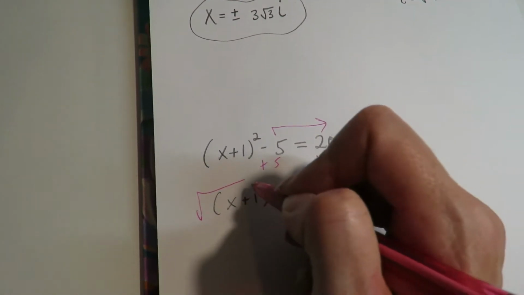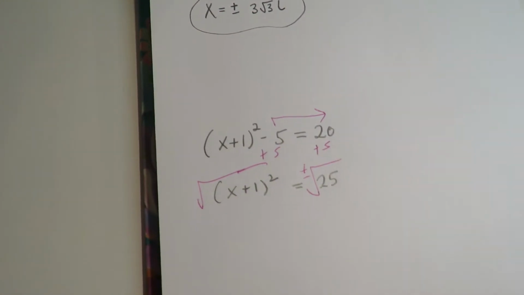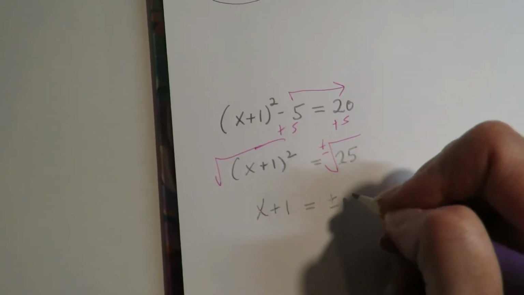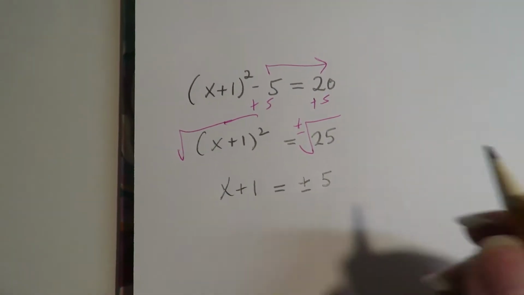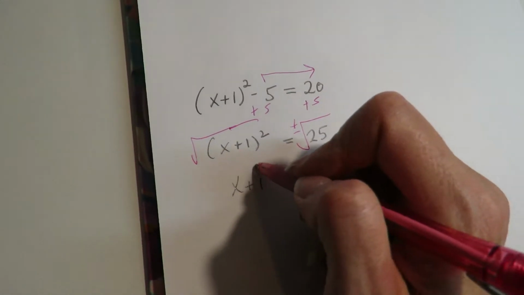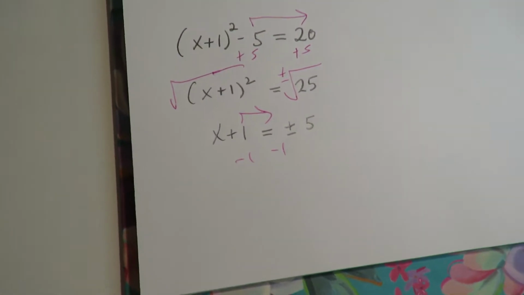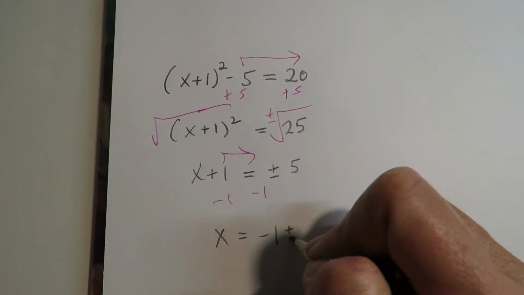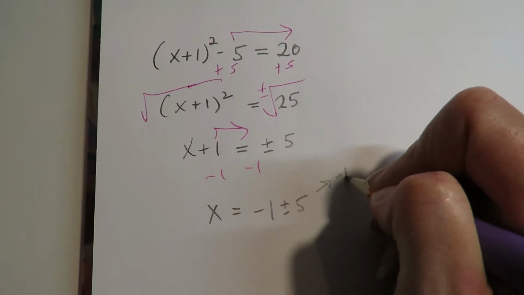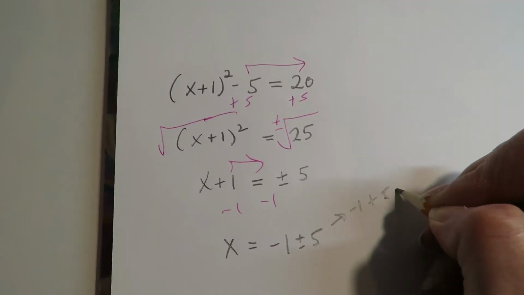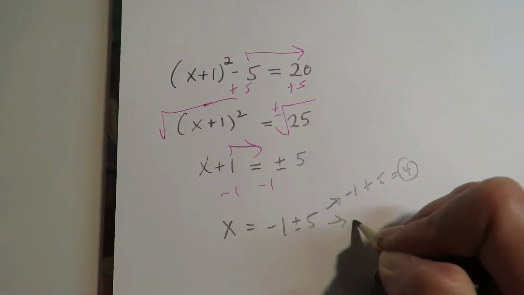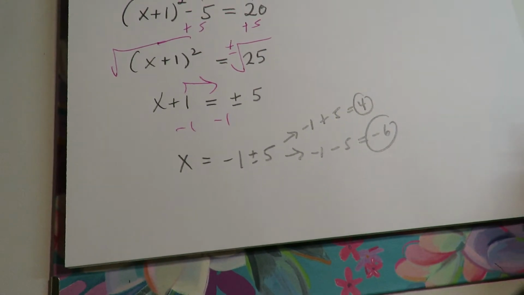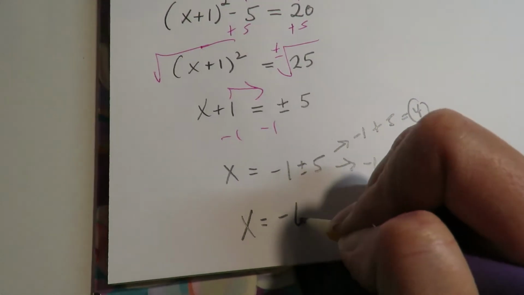You're going to take the square root of both sides. Put your plus or minus. This we can simplify out to a 5. Then you're going to move the 1 to the other side. I'd put it in the front. Okay, so now you have negative 1 plus 5, which equals 4. And you have negative 1 minus 5, which equals negative 6. Okay, so those would be the two answers. x would be negative 6 and 4.